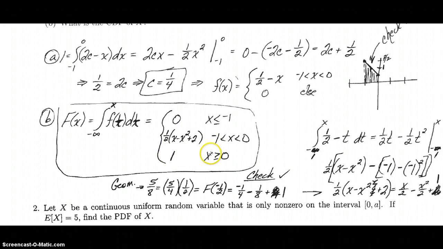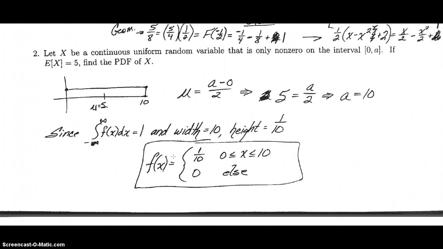And then, of course, if x is anything greater than 0, by that point we've covered the entire possibilities, the values that the random variable could have. So from that point on, it's 1.